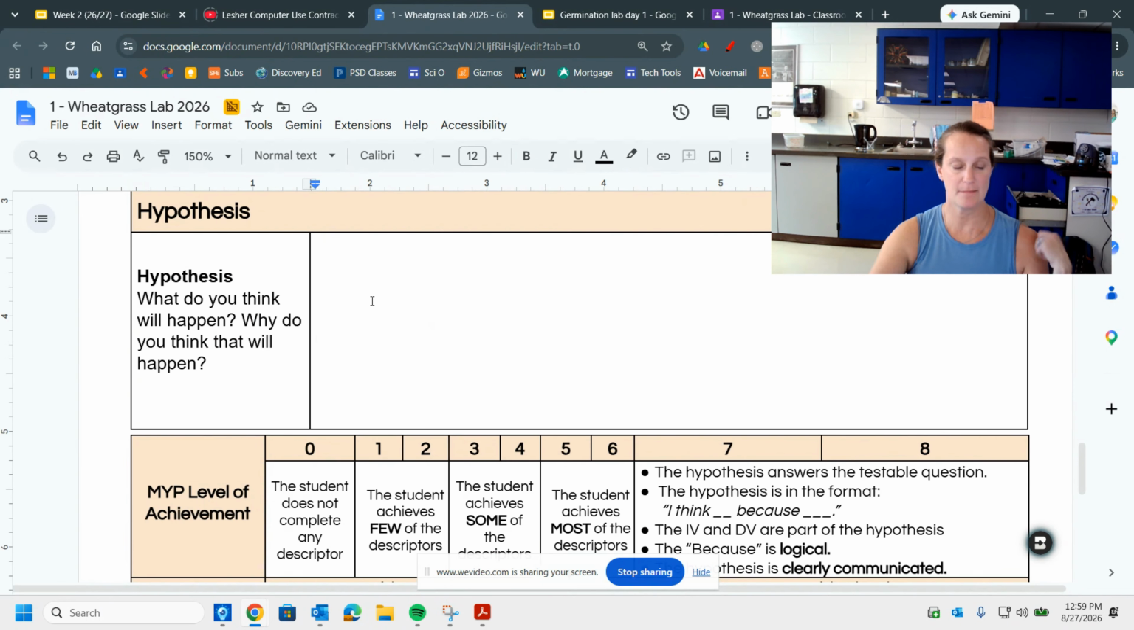And then I want to know your hypothesis. What do you think is going to happen? This should be specific. I should be able to read this sentence and know exactly which bag you think is going to grow more than the other and why. Okay, so don't say I think the second bag, I think the new bag, I think the different bag. Like, I think the warmer bag, I think the bag with more water, I think the colder bag, I think the bag in the dark. Be specific so I can read just your hypothesis and know exactly what you think is going to happen.